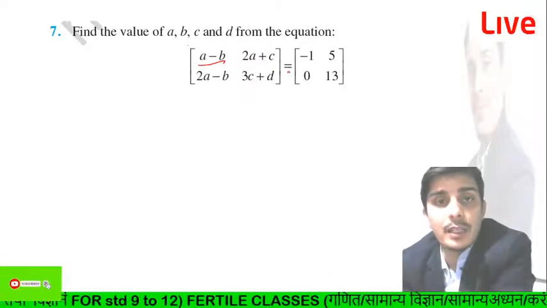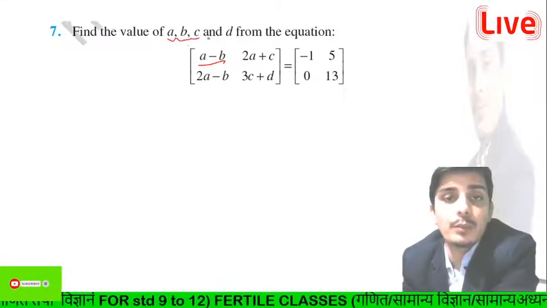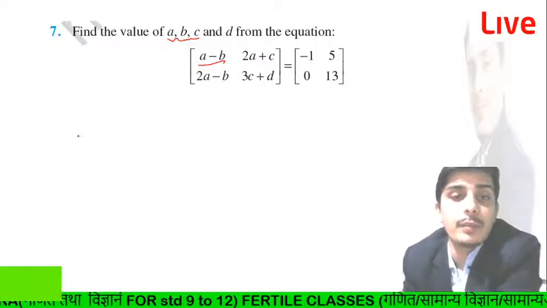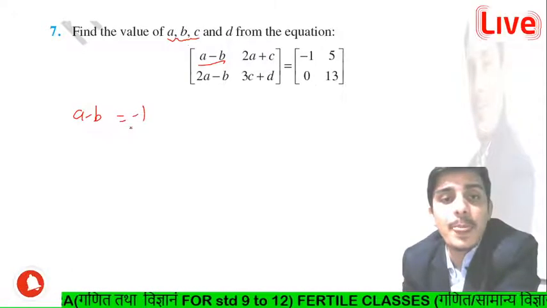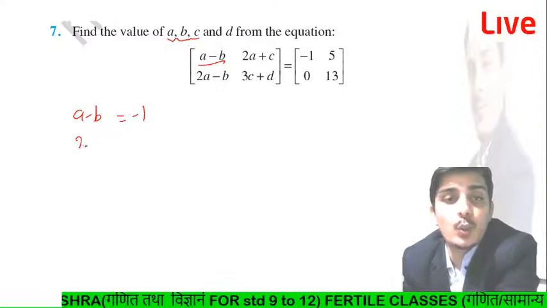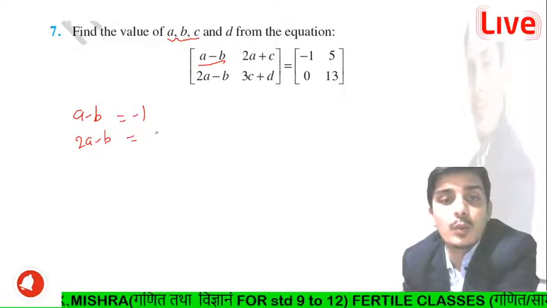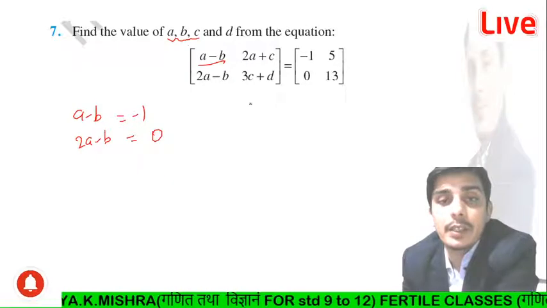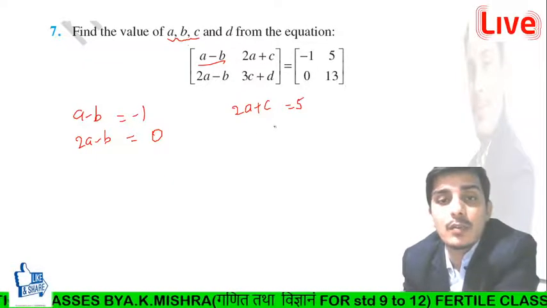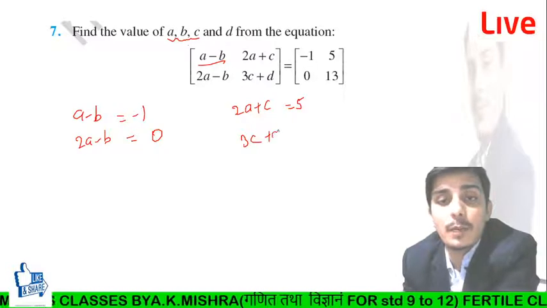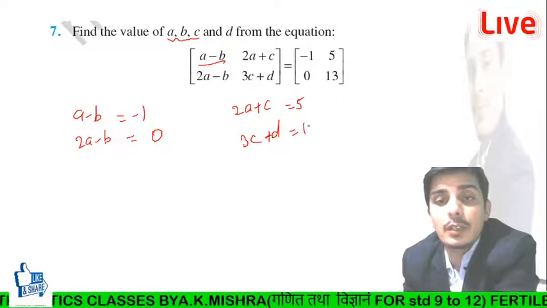Two matrices are equal, and according to the given information we have to find out the values of a, b, c and d. So we can write here a minus b is equal to minus 1, right, and another is 2a minus b is equal to 0, and another equation is 2a plus c is equal to 5, and 3c plus d is equal to 13, right.